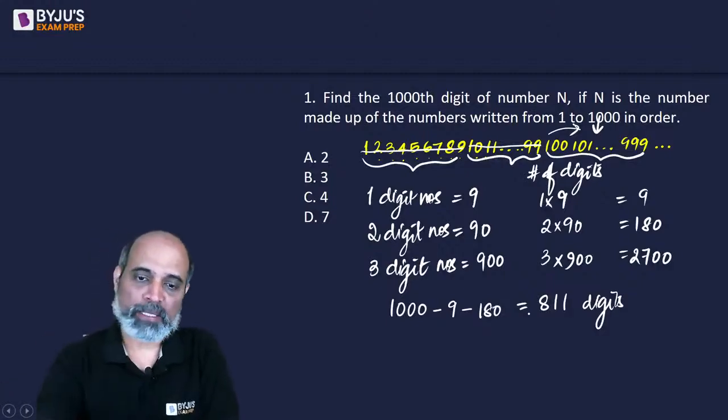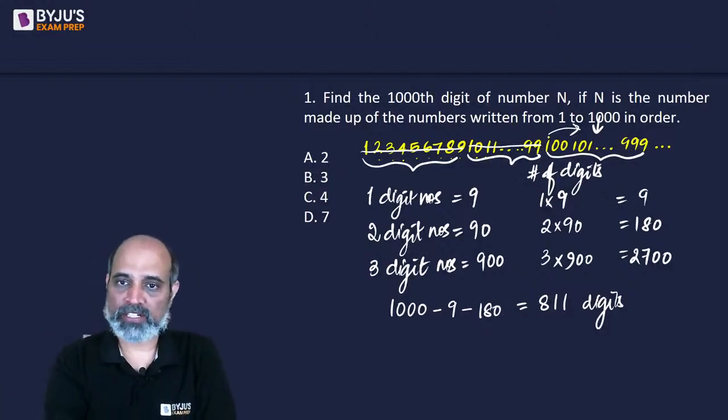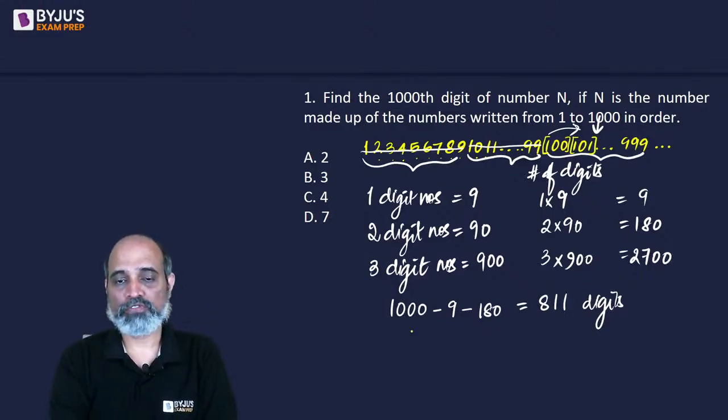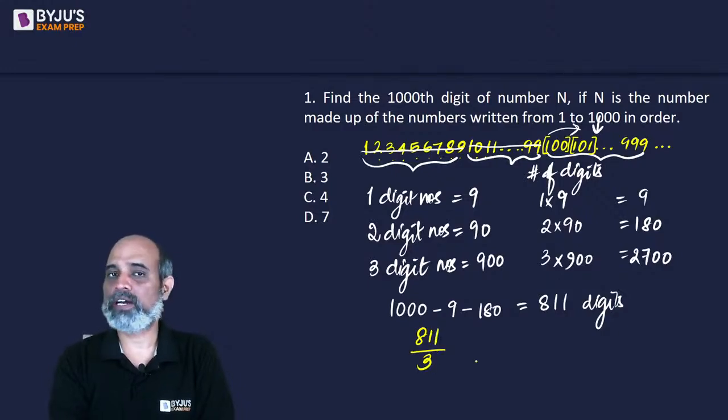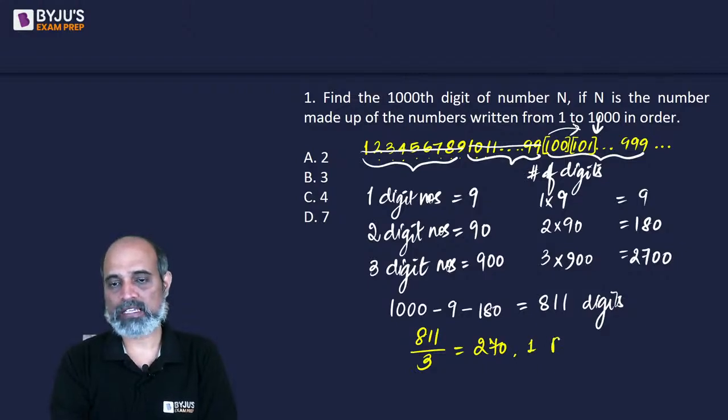Now, if you look at the pattern here, every number is a 3-digit number. So if we look at 811 digits, how many 3-digit numbers are we going to have? So we'll divide it by 3, which is going to be 270 as the quotient and 1 as the remainder, right?